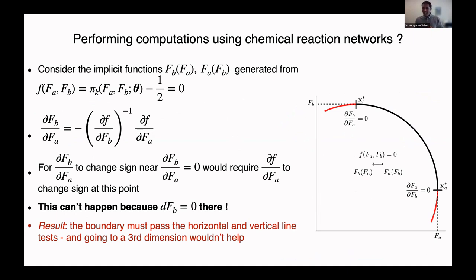So let's say I construct this very simple implicit function of FA and FB, which is just the steady state as a function of FA and FB. Theta are all the other parameters in the network that I don't care about. Those are already learned. And I look at where the steady state crosses half. So that's a proxy for this kind of a boundary.